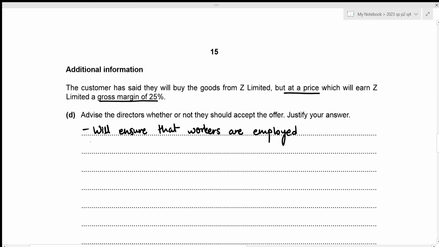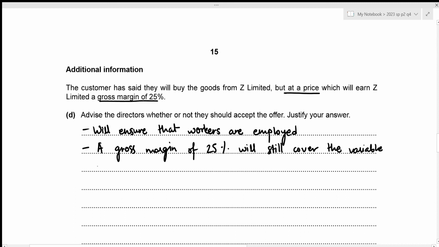Let's write it down. A gross margin of 25% will still cover the variable costs and earn some contribution.